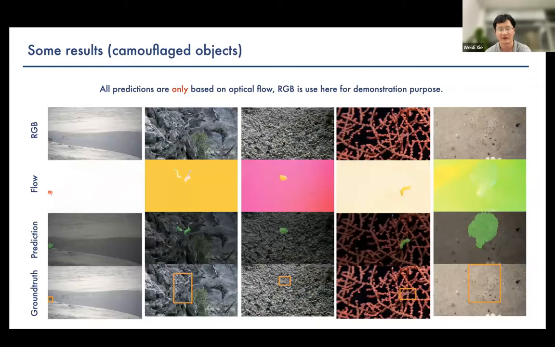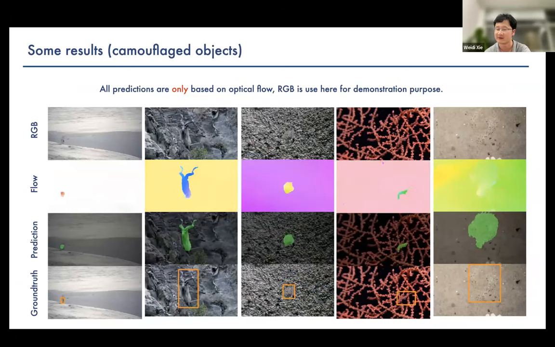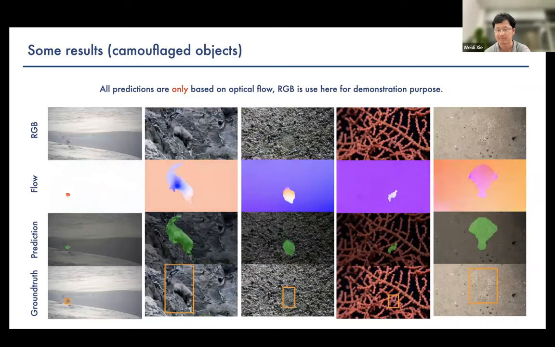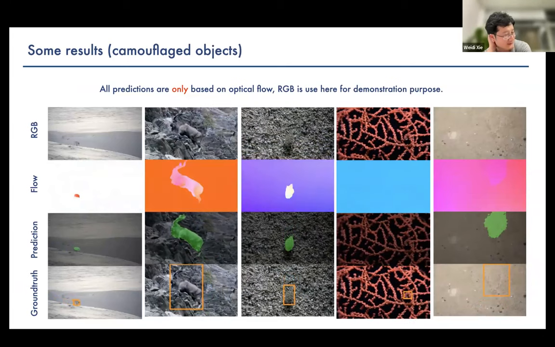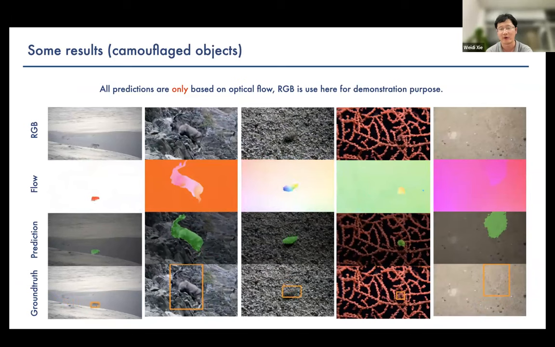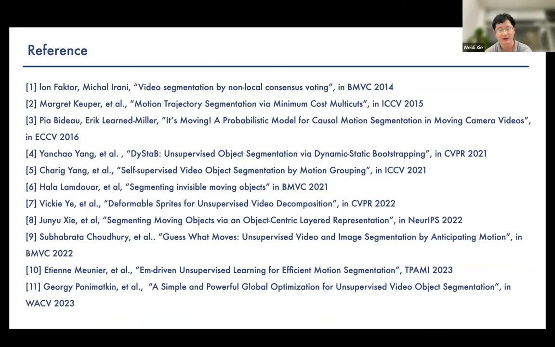And this is more results on camouflage. Even when the objects in the RGB space become very hard to see, the model still works in the flow space. Cool. Those are the ideas I want to discuss for flow-based motion object discovery. And these are the references. If you are interested in this community, make sure you check these papers.